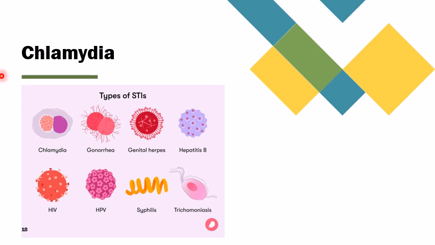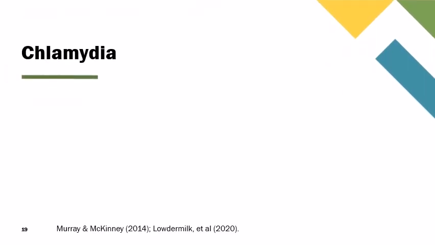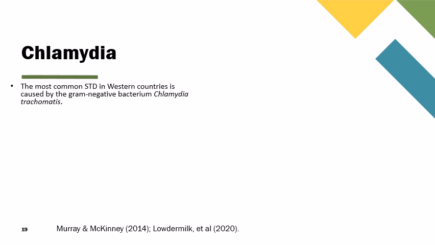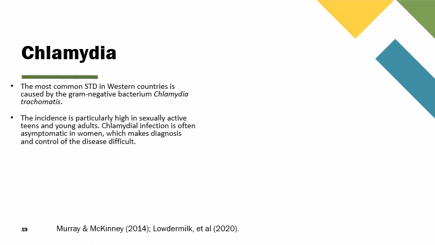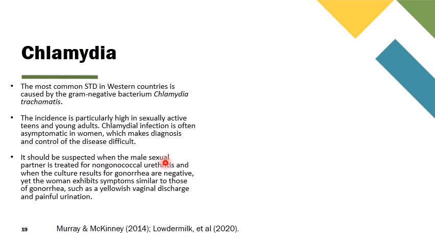The last one is what we call chlamydia. Chlamydia is also an STD caused by bacteria, and it's most common in Western countries. The incidence is particularly high in sexually active teens and young adults, and it's often asymptomatic in women, which makes the disease hard to diagnose and control. But it should be suspected if the male is being treated for non-gonococcal urethritis.